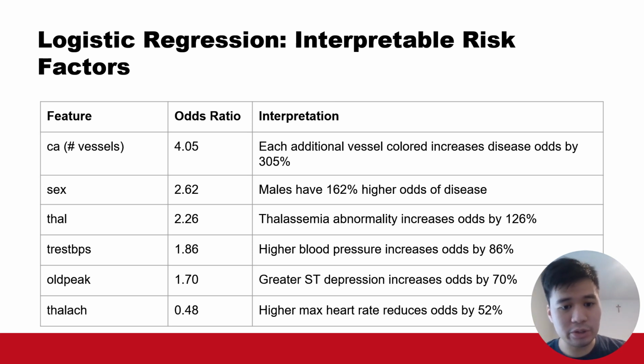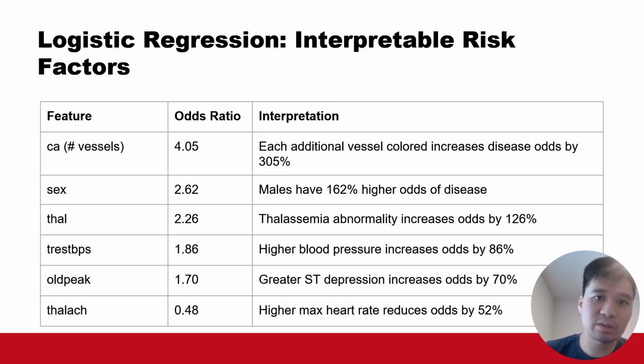Oldpeak, which measures ST depression on an ECG, has an odds ratio of 1.70, meaning that greater ST depression increases odds by 70%. I think this is a critical diagnostic indicator that shows that the heart muscle isn't getting enough oxygen during exercise.